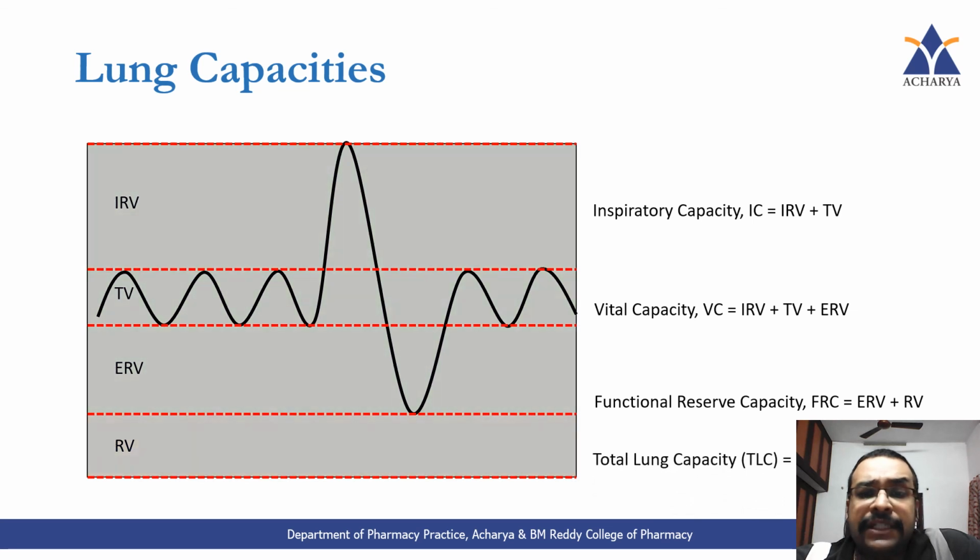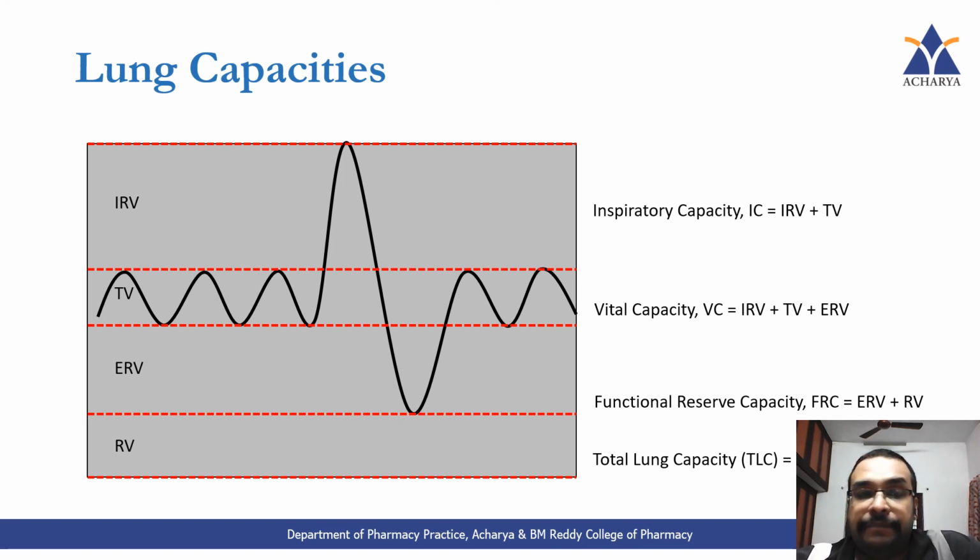Now, as we discussed in the previous slide, the total of all four volumes, that is inspiratory reserve volume, tidal volume, expiratory reserve volume, and residual volume, put together is called total lung capacity. So these are the four different types of capacity. There is inspiratory capacity, there is vital capacity, there is functional reserve capacity, and then there is total lung capacity.